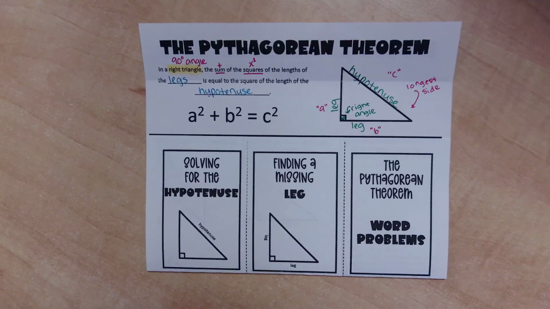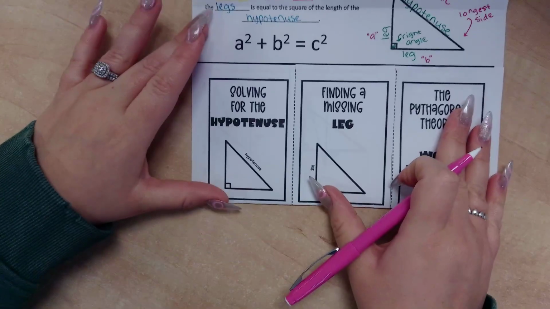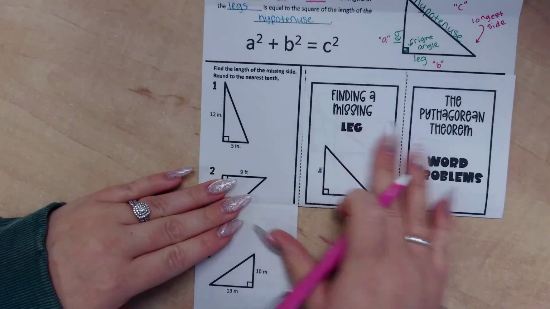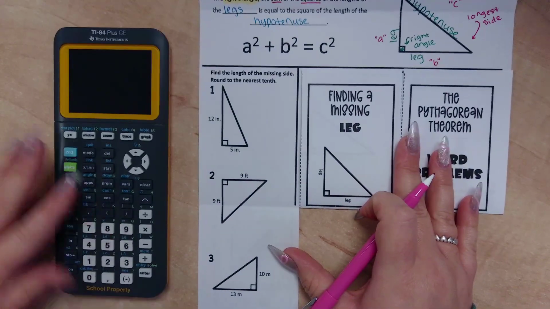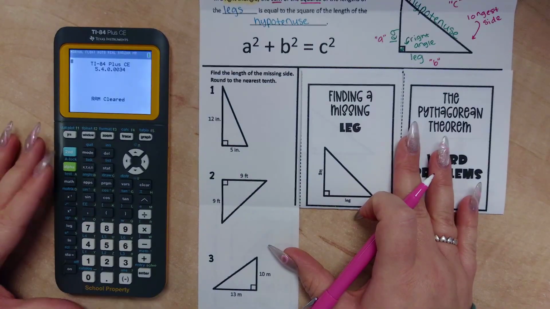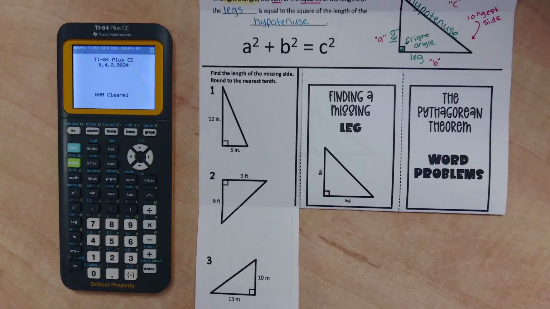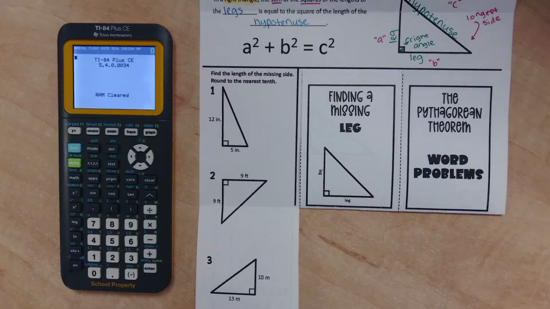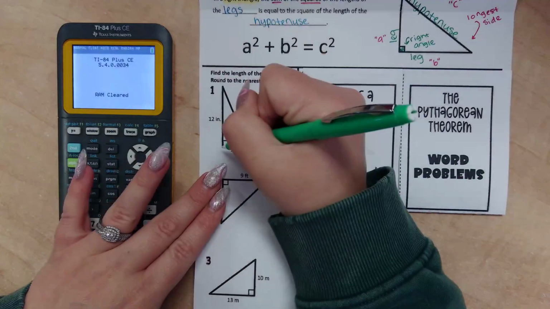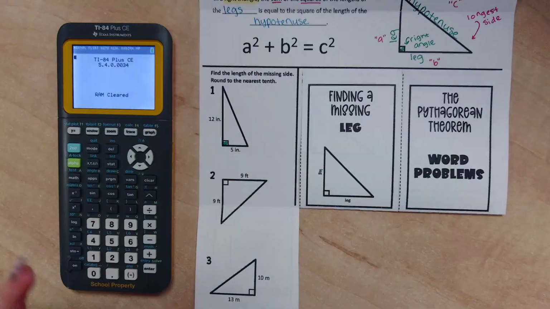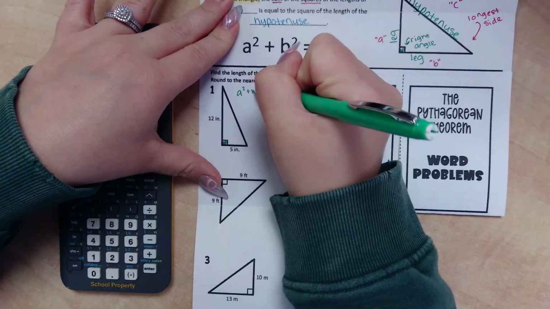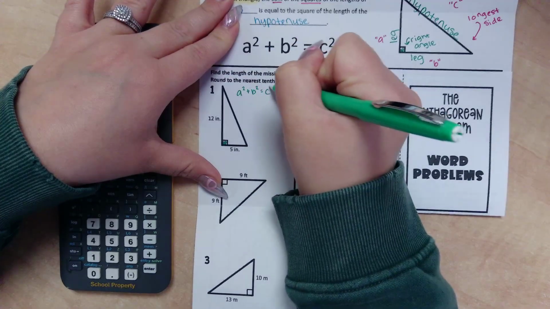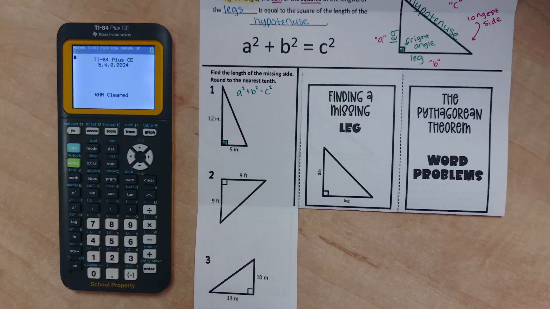Okay, so there's the introduction to the theorem. Now let's talk about the solving. So let's start out simple, solving for the hypotenuse. Now this is where I'm going to bring in my calculator here because we have this handy dandy device for a reason. So it says find the length of the missing side and round to the nearest tenth. What I need you to understand is that if you see a right angle, I want you to automatically write down a squared plus b squared equals c squared. I don't care if you don't need it.